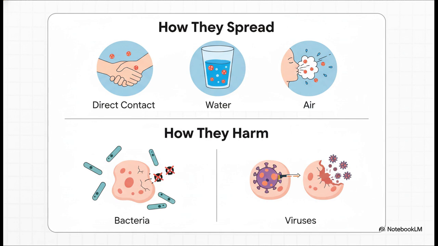So how do they get around and actually do their damage? Well, spreading is pretty straightforward. Direct contact, through water or through the air. But how they cause harm, that's a really crucial difference.